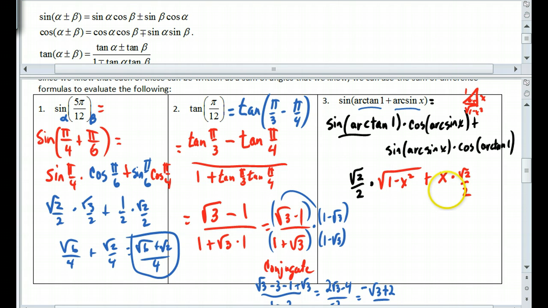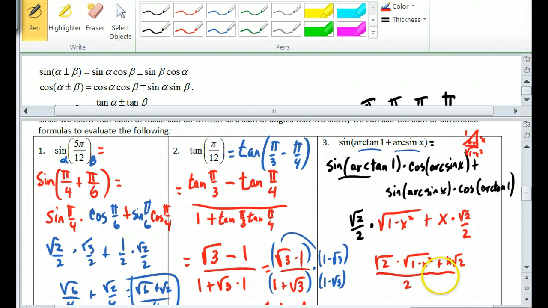I don't know how much more you can simplify this, but you do have a common denominator, so you could write square root of 2. You can even shove it inside if you want, but I'm just going to go like this, and then plus, and I get something like this. Now there's lots of different forms you can write that in, but that's how I'm leaving it right now.